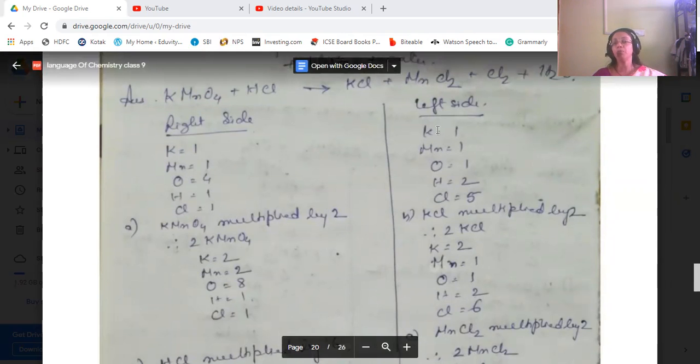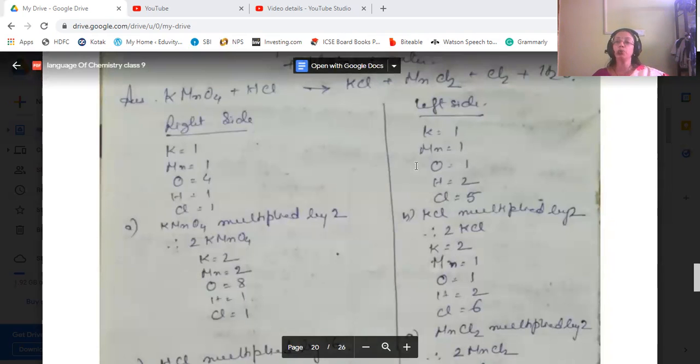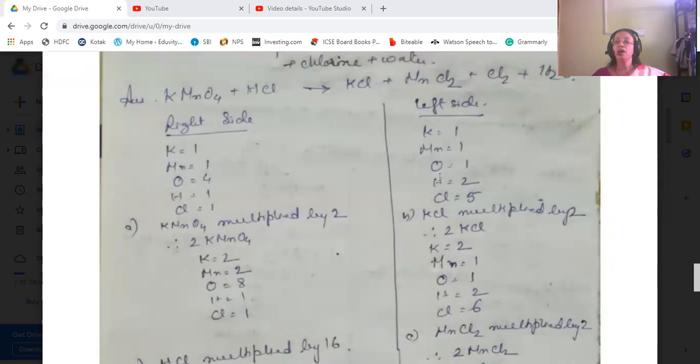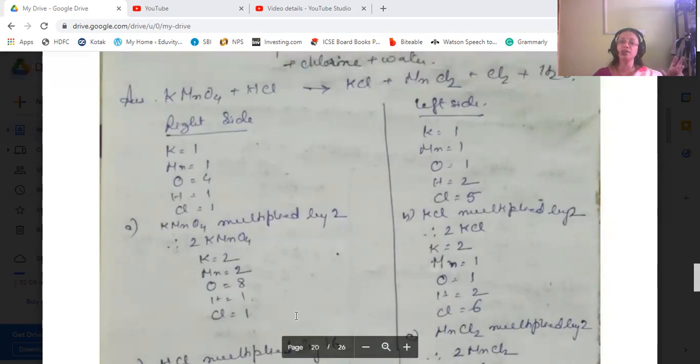Now on the left hand side, we get from this skeletal equation, okay, K is equal to 1, Mn is equal to 1, O is equal to 1, H is equal to 2, Cl is equal to 5. Okay. Now, the first step we do is multiply KMnO4 with 2. So we get K is equal to 2, Mn is equal to 2, O is equal to 8, H is equal to 1, and Cl is equal to 1.